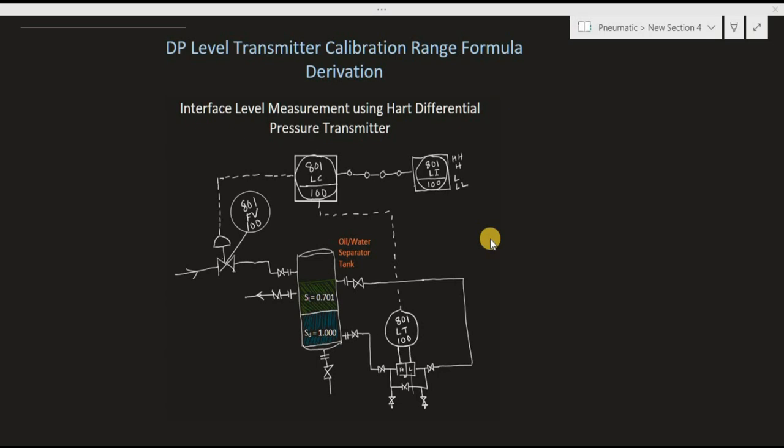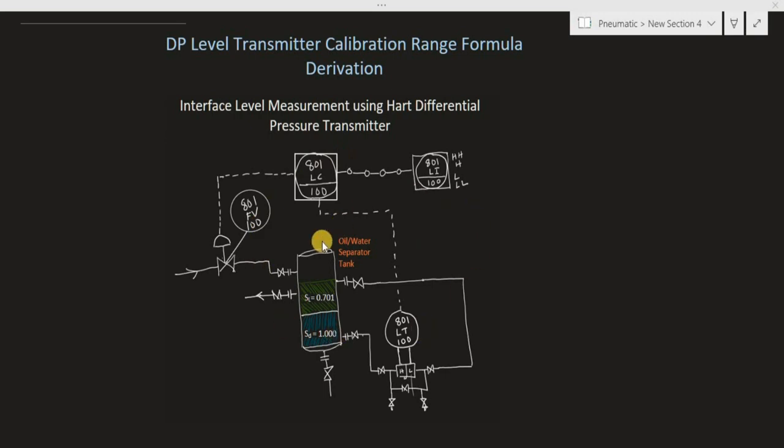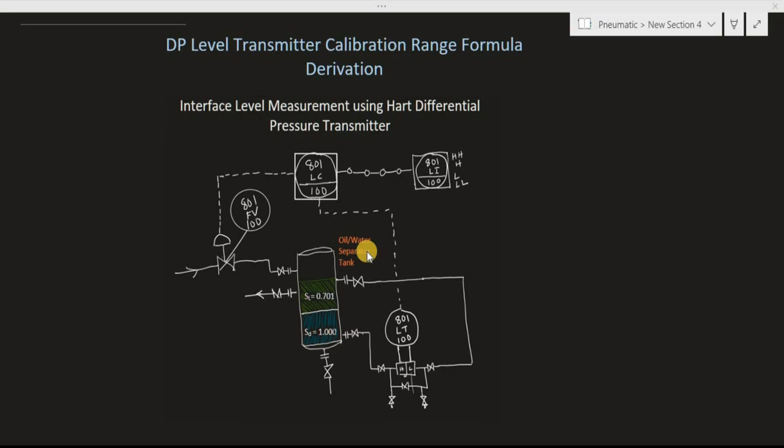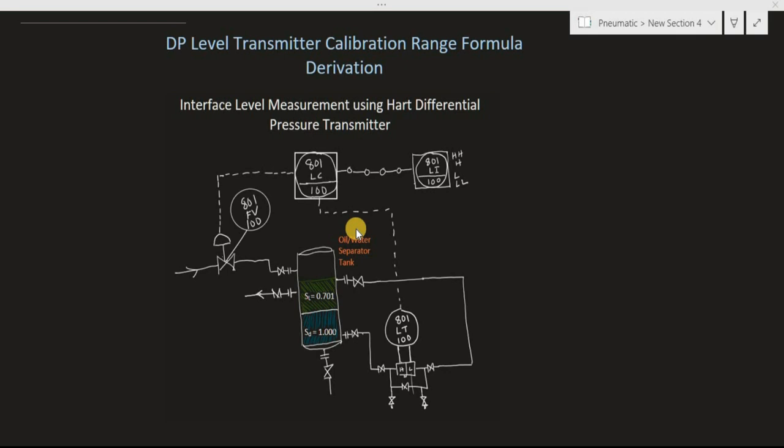Okay, allow me to provide some context as to why accurate interface level measurement is vital before we continue our discussion on level measurement. For those who are not acquainted with how the instruments featured on this P&ID work together, I can give you a brief summary to aid in your understanding. Accurately measuring and controlling the interface level in oil refinery tanks is crucial because it ensures efficient separation of oil and water, preventing equipment damage and minimizing product loss.